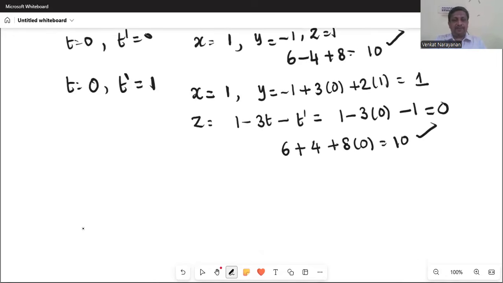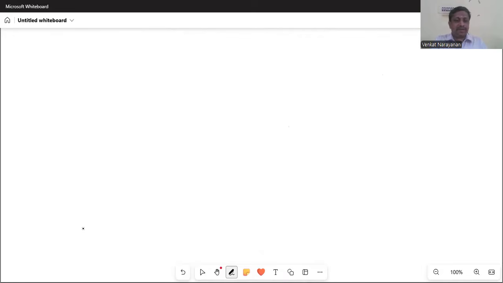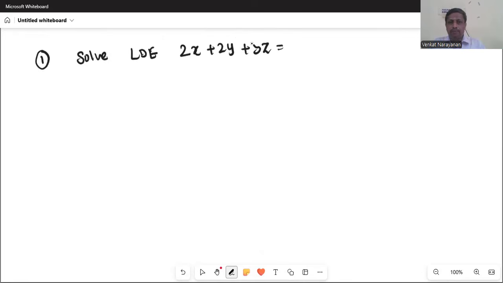For understanding purposes, we can see another problem in this same model. Take another problem, solve that LDE: 2x plus 2y plus 3z equal to 5. Okay. Now, as in the previous model, a dash equal to 2, b dash equal to 2, and c dash equal to 3.